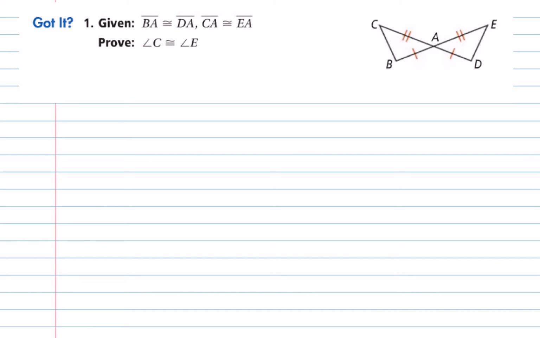So you're given BA and DA are congruent. That's the 1 dash. CA and EA are congruent. That's 2 dashes. And we want to prove that angle C right here is congruent to angle E. Pause the video and try the proof out. And then come back and see what I got.